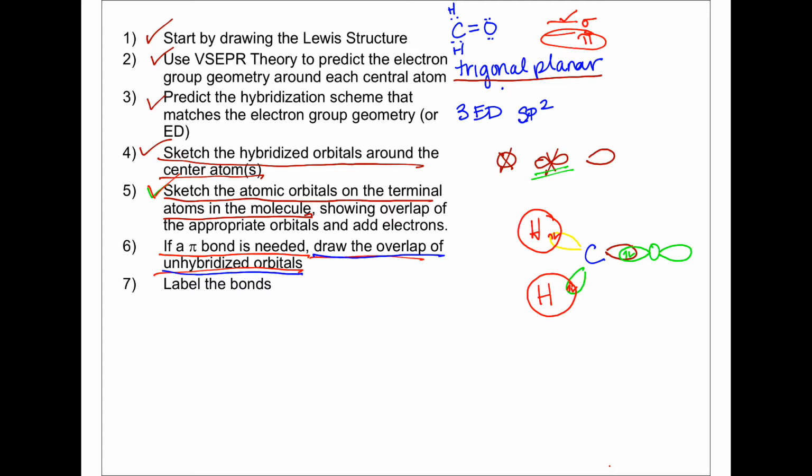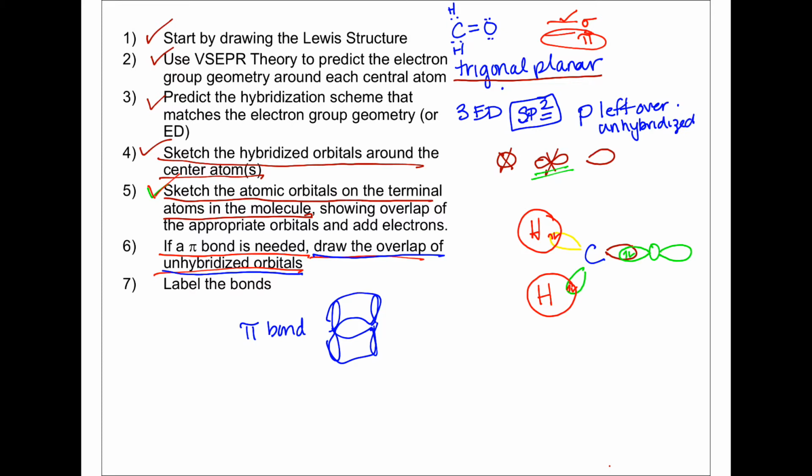A pi bond happens when unhybridized p orbitals can overlap with each other. The only way that can happen is if there is an unhybridized p orbital. So when we look at our hybridization scheme, it looks like we used 2 out of the 3 available p orbitals, so that means that there was a p left over. 1 p orbital was left over. It was unhybridized.